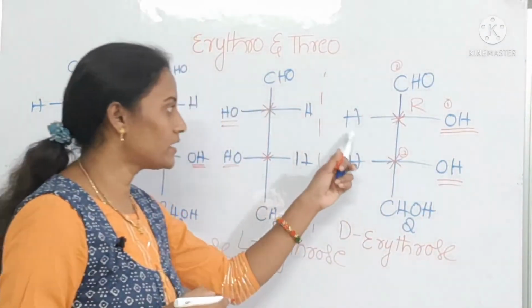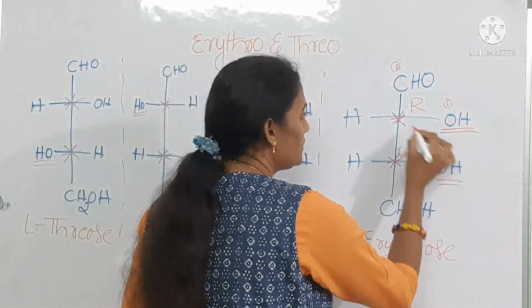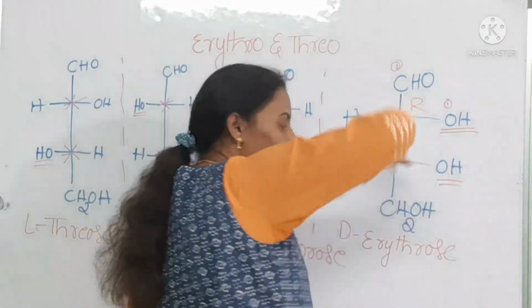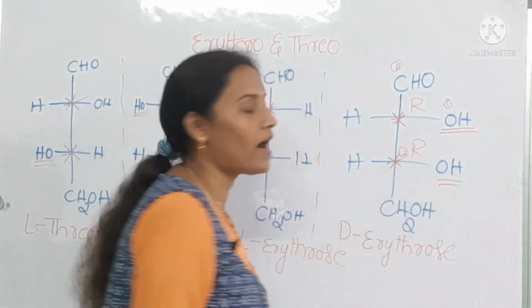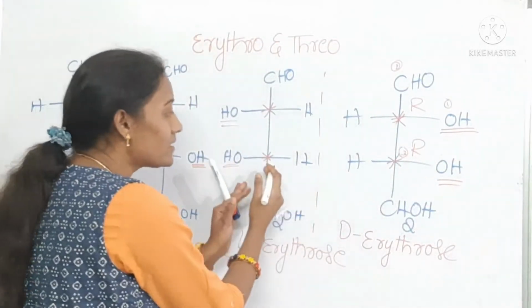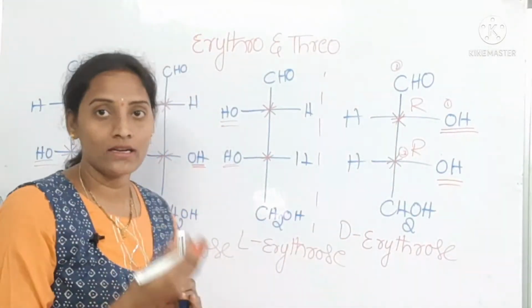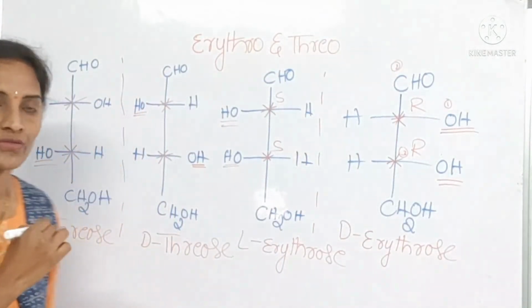Why? Because the least priority group is on a horizontal plane. And for another one, this is 1, 2, 3, also an anti-clockwise direction, so you can directly write this is also R configuration. And coming to this isomer, this is the mirror image of that one. You can directly write this is S configuration and this one is also S configuration.